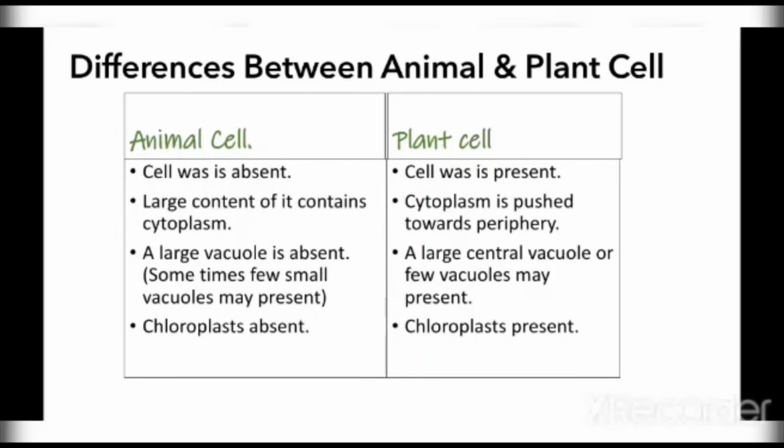Cell wall is absent in animal cells, but cell wall is present in plant cells. A large content of cytoplasm is present in animal cells. Cytoplasm is pushed towards the periphery in plant cells. A large vacuole cannot be seen in animal cells, but a large vacuole can be seen in plant cells. In animal cells, rarely a few small vacuoles can be seen, and chloroplast is never seen. In animal cells chloroplast is absent, but chloroplast is present in the plant cell. These are the differences between animal and plant cells.